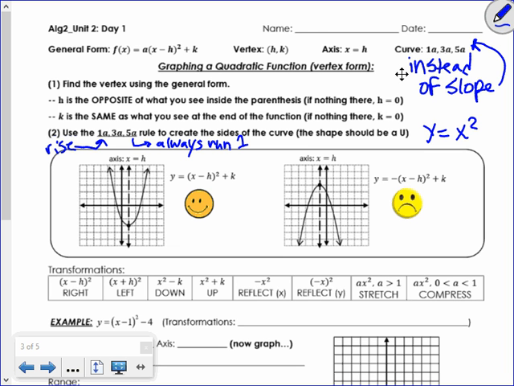So I have these two examples of the two different general shapes of the function. This one has a smiley face. If your a is positive, it will always be going up. But if it's negative at the front, it will be facing down. That's your reflection over the x-axis.